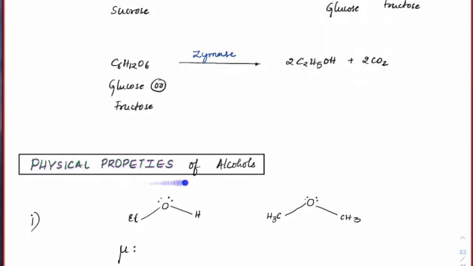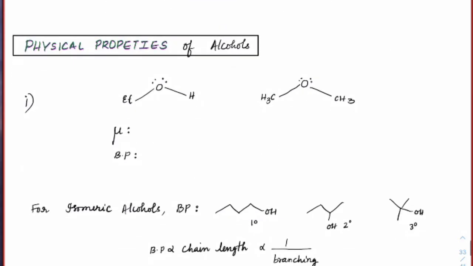Next, let's see about the physical properties of alcohols. What are the physical properties we need to check here in this chapter? Mainly when you compare alcohol with ethers, because this chapter is actually a combination of both alcohols and ethers. Next week we will be studying ethers. So as of now, if you compare alcohols and ethers, what is the major difference?